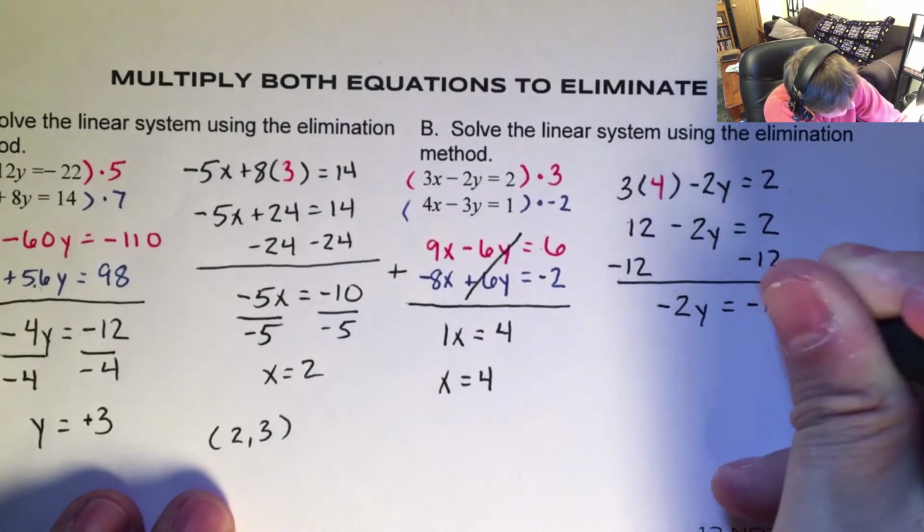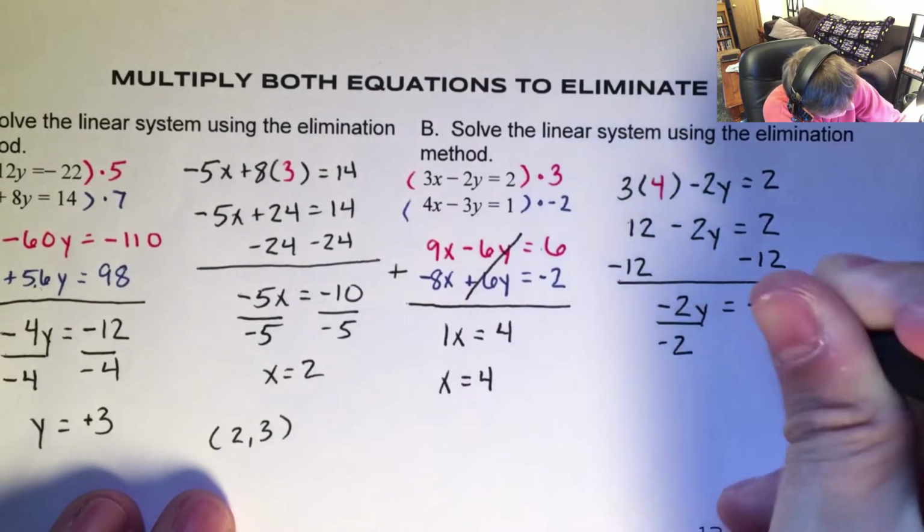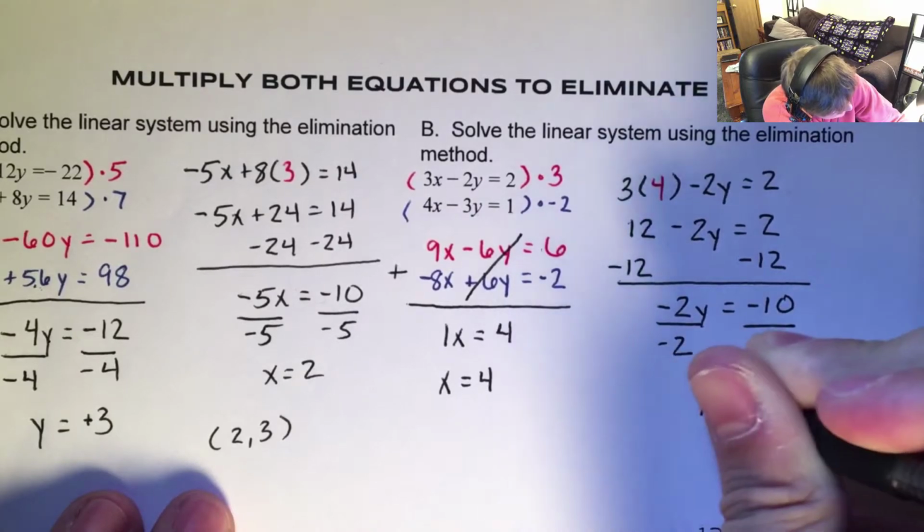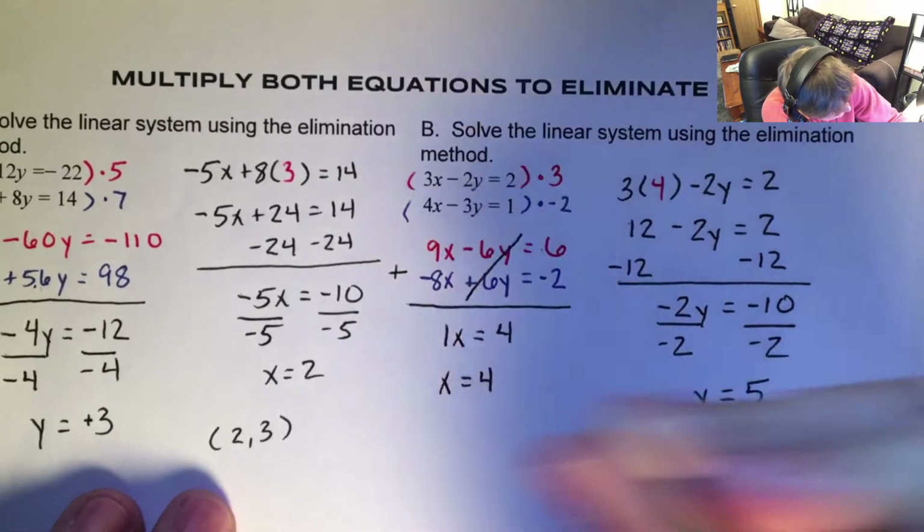And that's negative 10. And then divide by negative 2. So this is y is equal to positive 5.